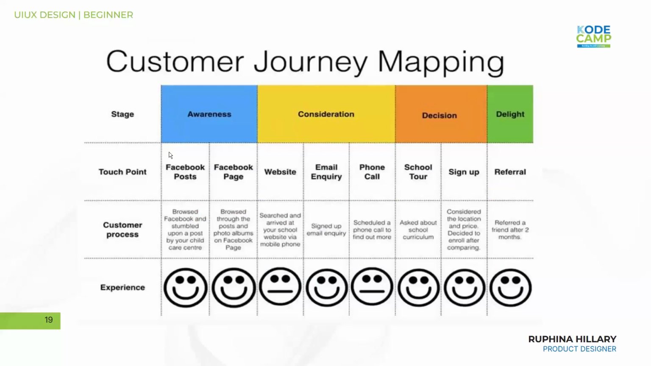Another example, the stages they use here are awareness, consideration, decision, and delight. Decision is when they have decided to use the product. Then delight, now when they have used the product and they are delighted with it, and of course they would refer the product to people.